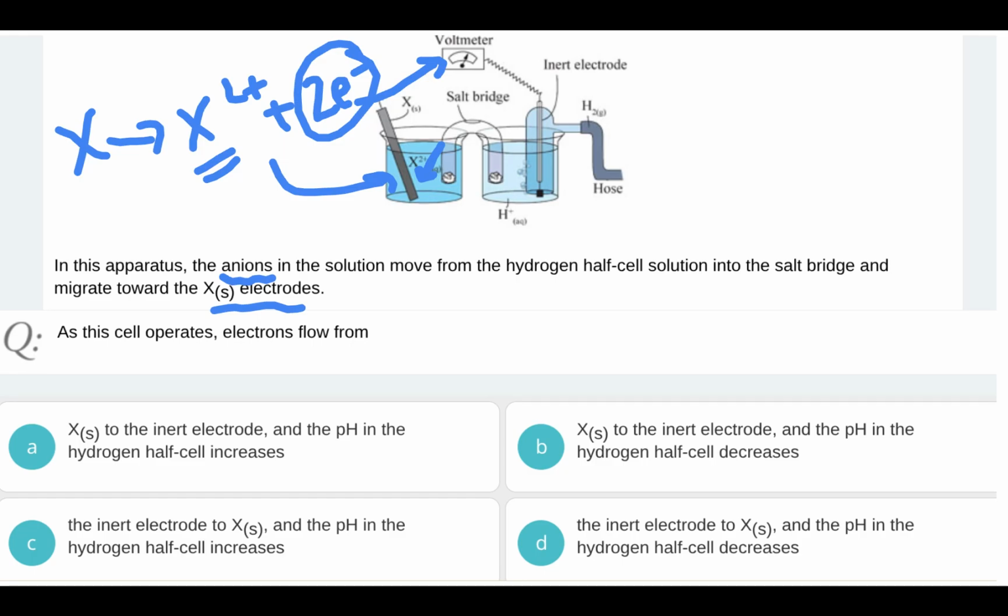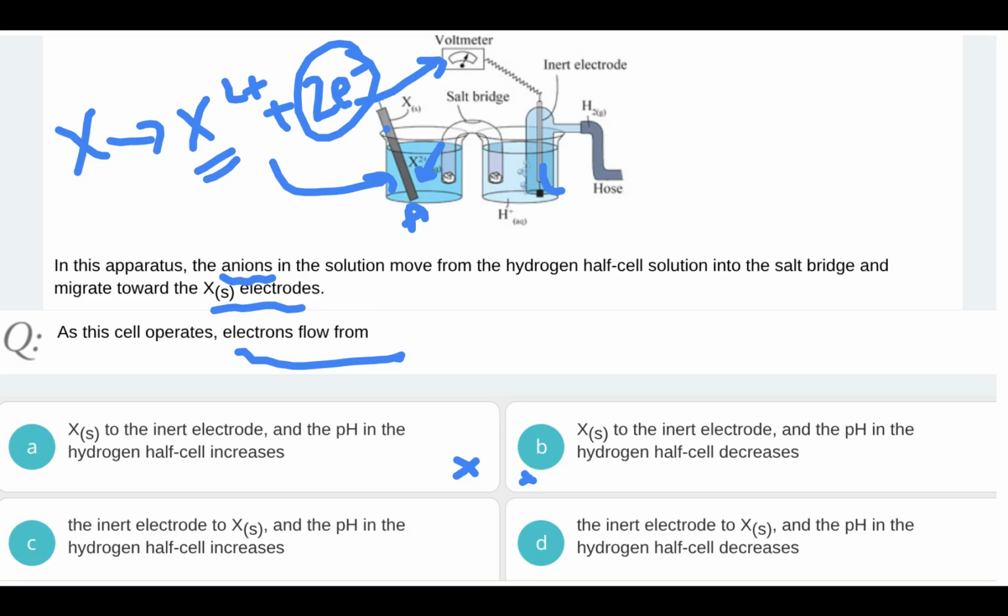So with that, now we do know that X is our anode, and the side over here with the inert electrode would be your cathode. So then if we're reading the question, as the cell operates, electrons are going to flow from X over to the inert. Now the other part here is asking about pH. So the first part, we can narrow it down to either A or B, because we know they're going from X to the inert electrode. And then it's asking about the pH of the cell.